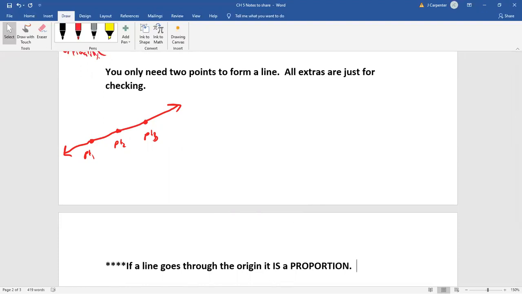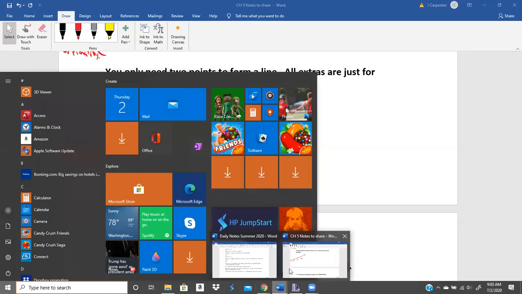All right, so back to the worksheets. Wish my Windows button worked.